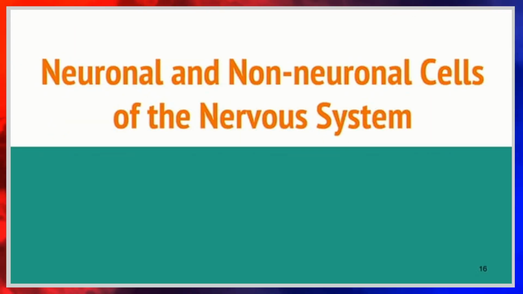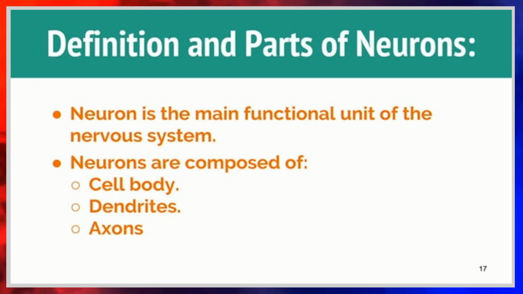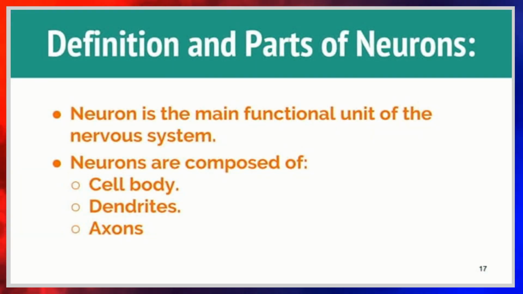Okay? Now, basically, if we talk about the basic functional unit of the nervous system, it is the neuron. Okay? The basic functional unit of the nervous system is the neuron. Now, neurons are composed of the cell body, the dendrites and the axon. Now, the axon primarily can be myelinated or non-myelinated. Myelinated axons are responsible for fast conduction of the nerve impulses, whereas the non-myelinated axons are responsible for the slow conduction of the nerve impulses.